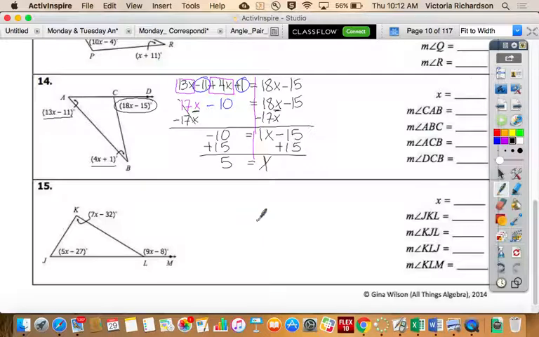So x equals 5. And then we're going to take the x equals 5, and we're going to put 5 in for every x. So that's 18 times 5 minus 15. 13 times 5 minus 11. And 4 times 5 plus 1. So I'm going to let you figure those 3 missing angles out by doing the math. And then do number 15, and that'll be it for today.